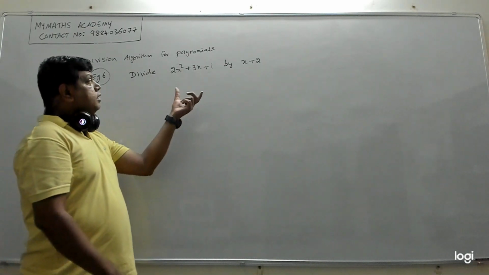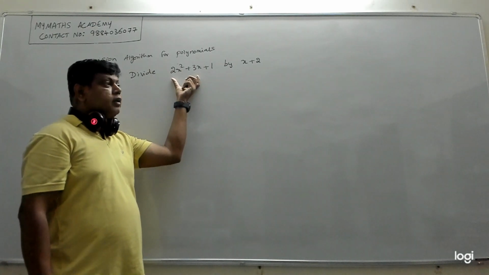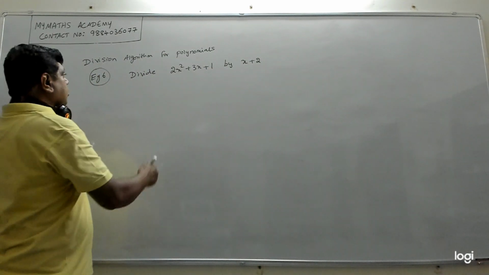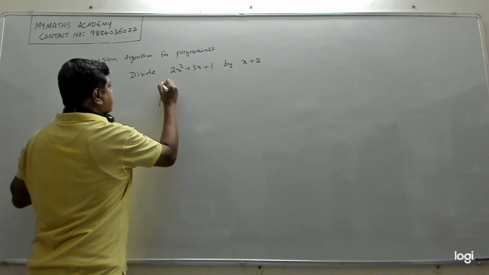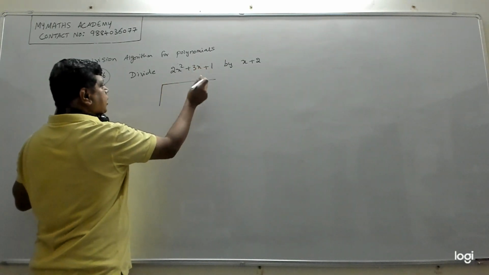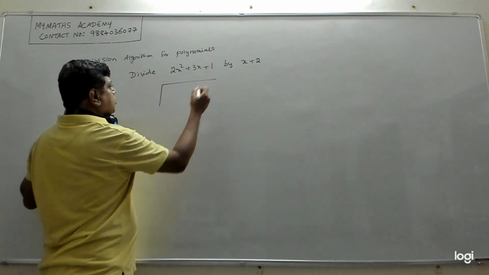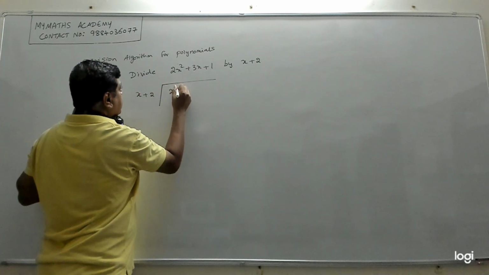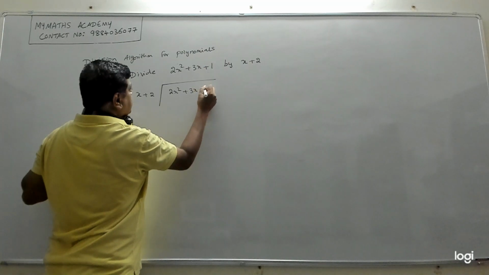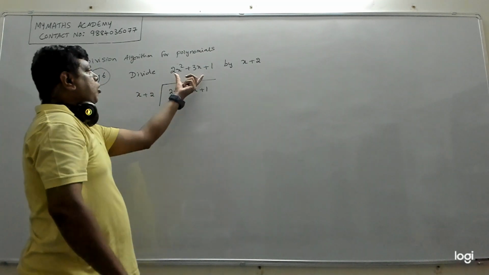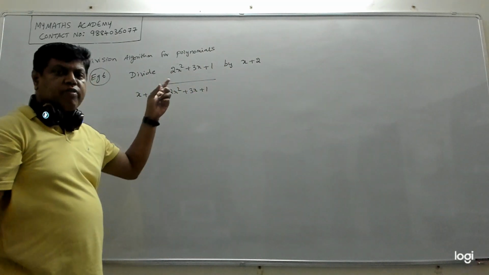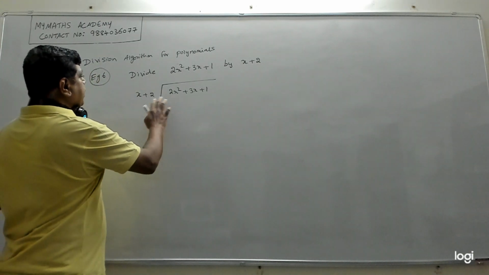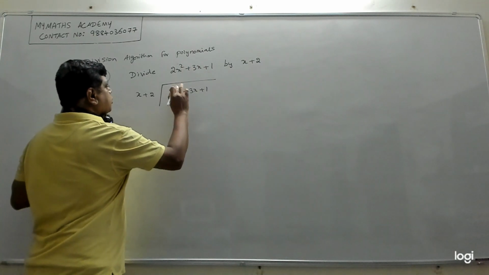So obviously this is the dividend and this is the divisor, right? You might have done this in your earlier classes, how to do the division of two polynomials. So x plus 2, then this is 2x square plus 3x plus 1. We are going to divide this polynomial by this polynomial and find the quotient and remainder. So how do we divide two polynomials?